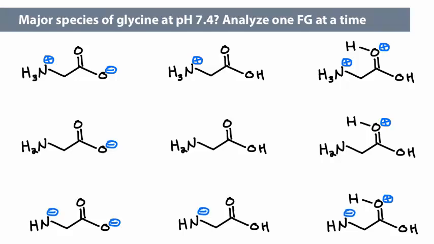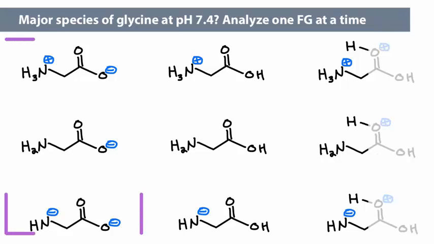A key idea here is that compounds can have multiple charges, which can be the same, such as two or more negative charges, or different, such as a positive and a negative charge. In the last example, we figured out that a carboxylic acid would be in the carboxylate form at pH 7. There's no meaningful change in speciation at pH 7.4.